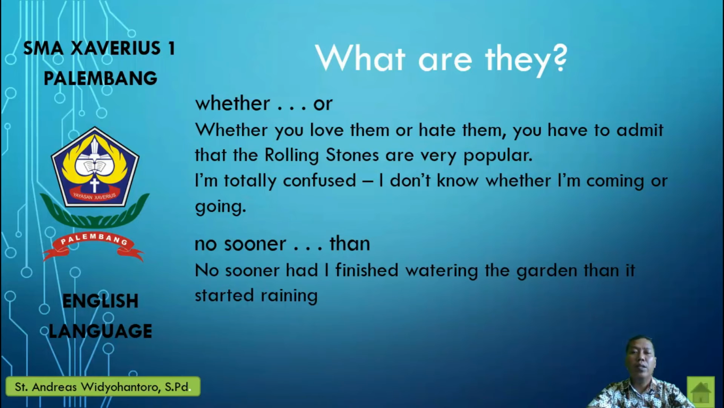And the next is no sooner... than. The next paired conjunction is no sooner... than. They are used when you talk about two continuous activities, one happening right before another. No sooner had I finished watering the garden than it started raining. So, watering the garden happened first. After that, the rain happened.